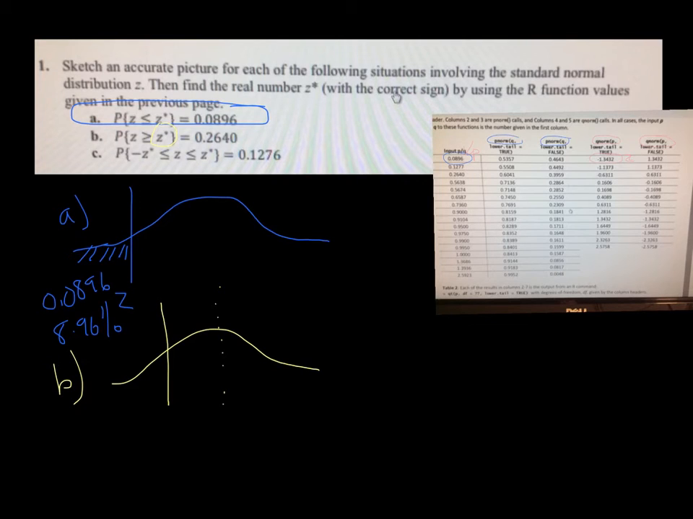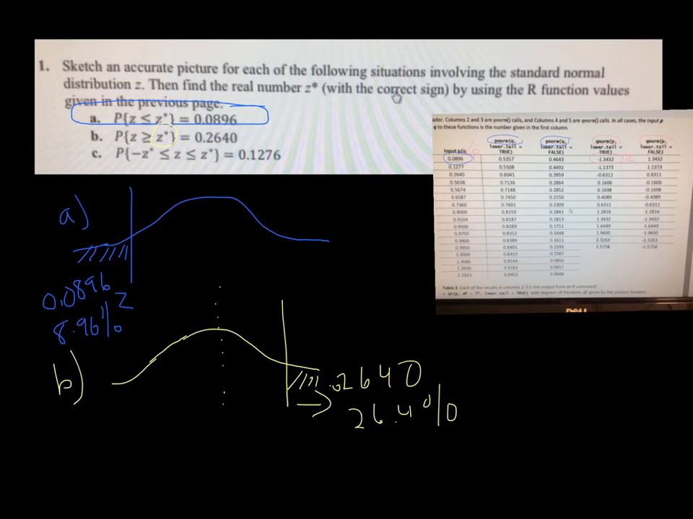So if the probability, sorry, I messed that up. It's a greater than, so this should be the other way around. This should be over here. The probability that Z is greater than, which would be over here, would be 0.264 or 26.4%.